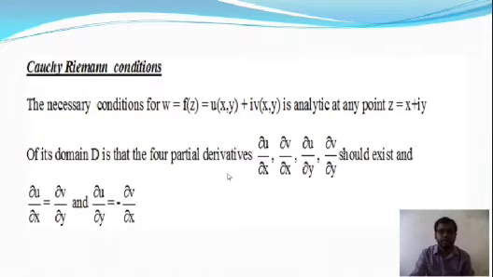Okay, we'll continue our discussion on the second lecture, that means differentiability and analytic function. So first of all, we will discuss the Cauchy-Riemann equation.